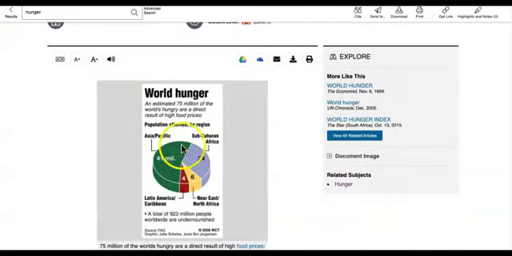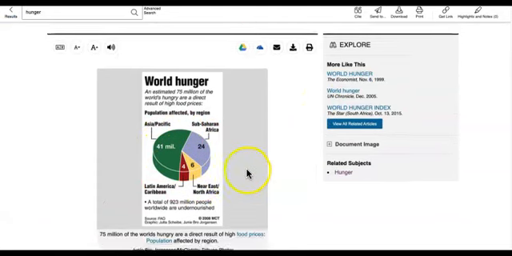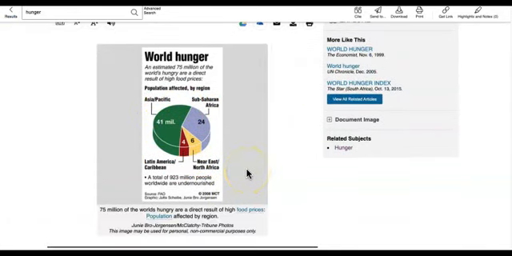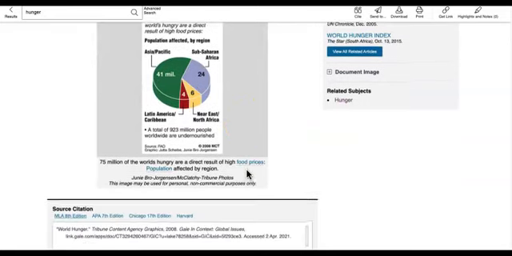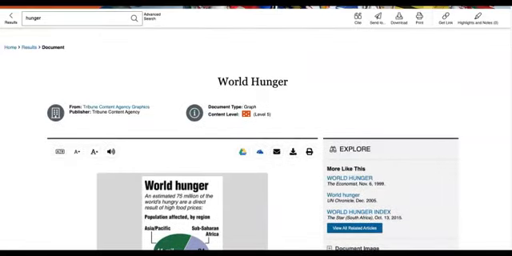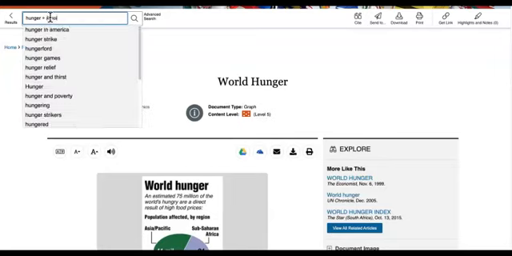So right now it gives me a graph. This might be helpful, but maybe I'm not looking at world hunger, maybe I'm looking for hunger in the Illinois area or Midwest, then I'm going to want to try maybe a different advanced search and type hunger and Illinois.